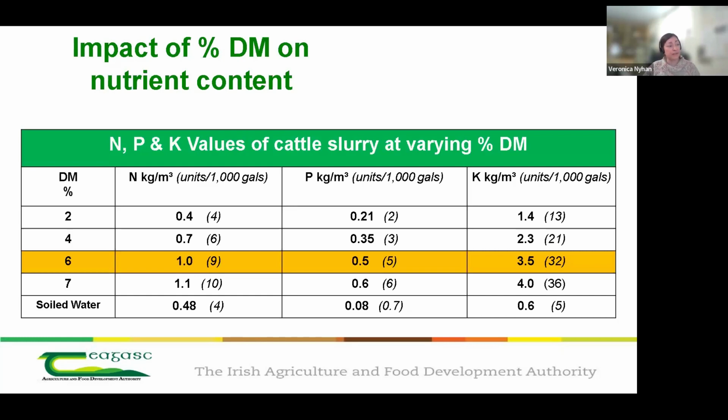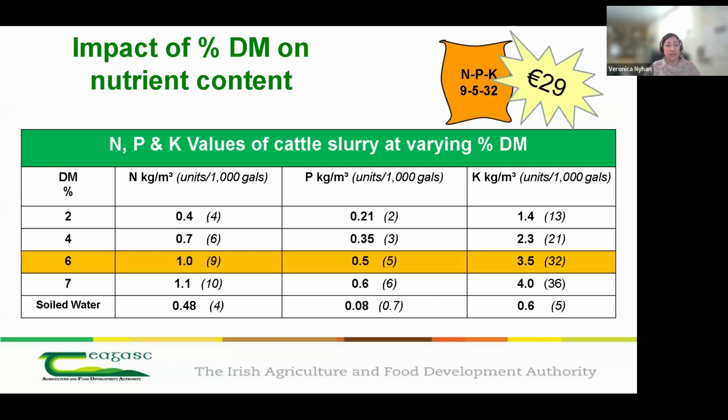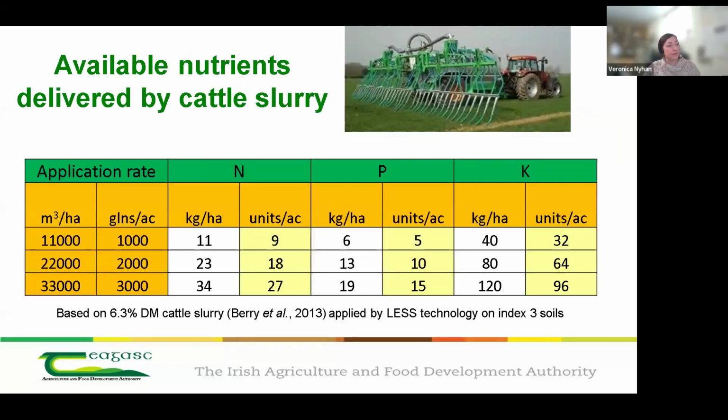So just to summarize, 6% dry matter slurry, we consider it to be the equivalent of bagged fertilizer at 9, 5, 32, and that is a value of €29 per 1,000 gallons, sorry. So then if we accumulate or spend per 1,000, just multiplying it up, you can see there an application of 6.3% dry matter cattle slurry applied using low emission slurry spreading on an index 3 soil.